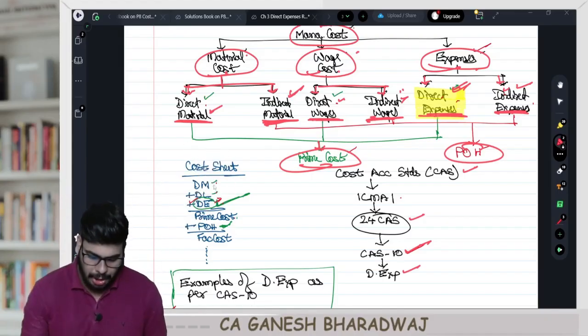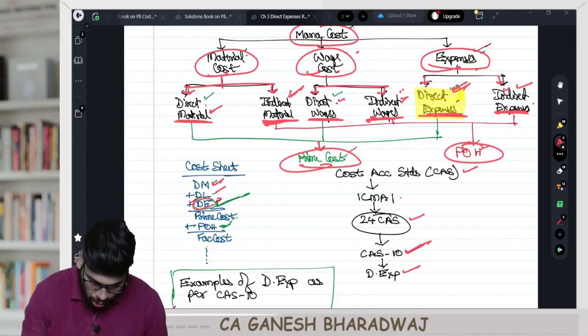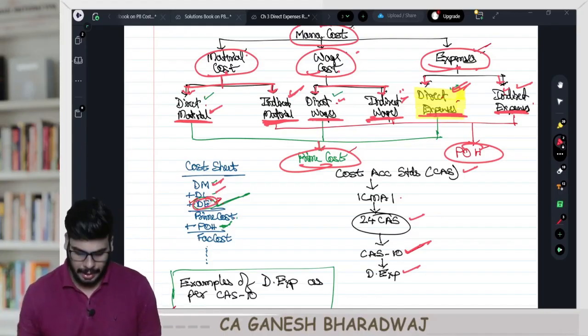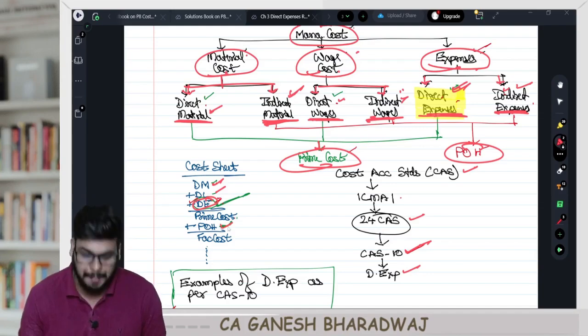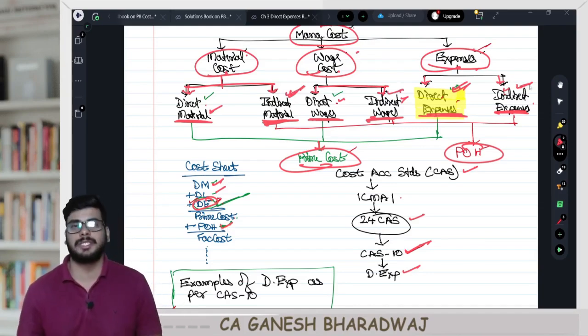We have seen this. Your direct material, direct labor, we have a component called direct expenses. Correct? Similarly, after the prime cost, you had POH. POH is nothing but indirect material plus indirect labor plus indirect expenses. Are you clear with this?